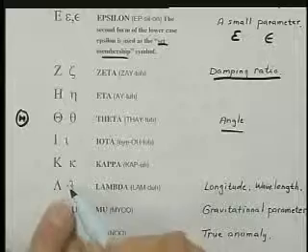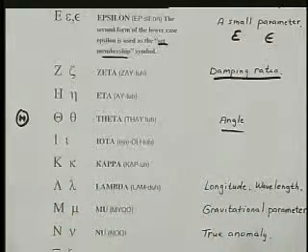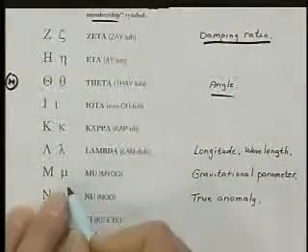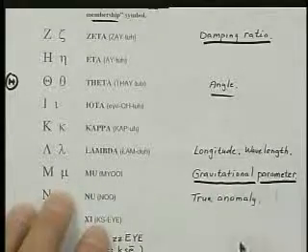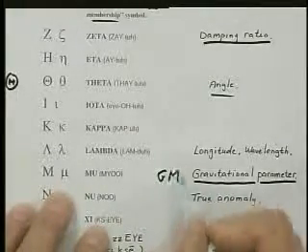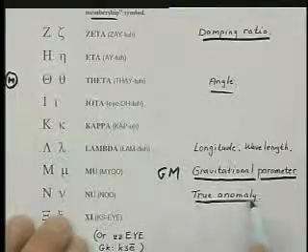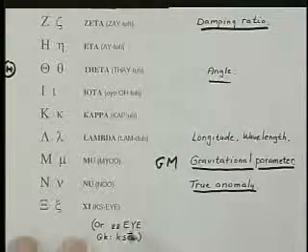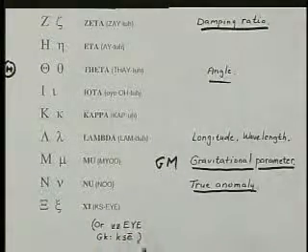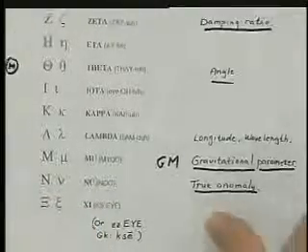Lambda, both the capital and small lowercase are used. Longitude and wavelength are a couple of examples. Mu, as we have seen many times, gravitational parameter, it's the GM. Nu, sometimes used for true anomaly in orbital mechanics. Xi, not used a lot, but sometimes used as a dummy variable in integrals.